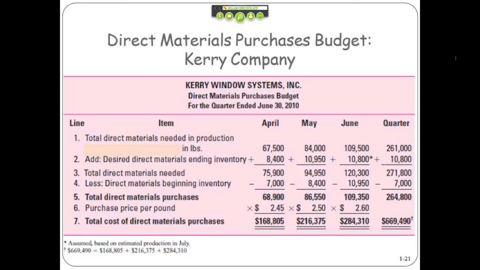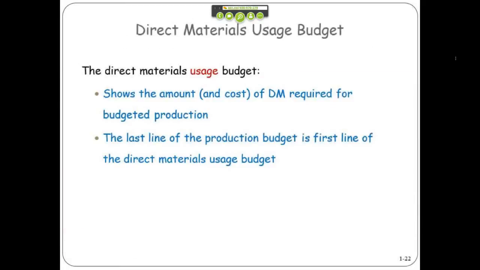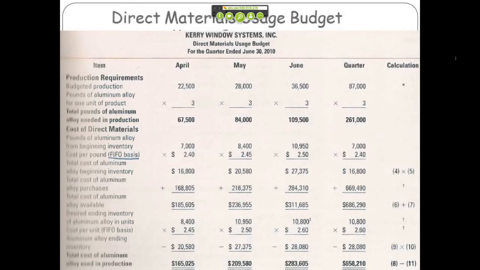Okay, so the process for direct materials is very similar to the process for the finished goods, but the numbers don't necessarily need to match up. The usage budget is how much direct materials you actually will be using that period. It starts with the calculation of, you know you're going to produce 22,500 units in April times 3 pounds per unit, so you need 67,500.